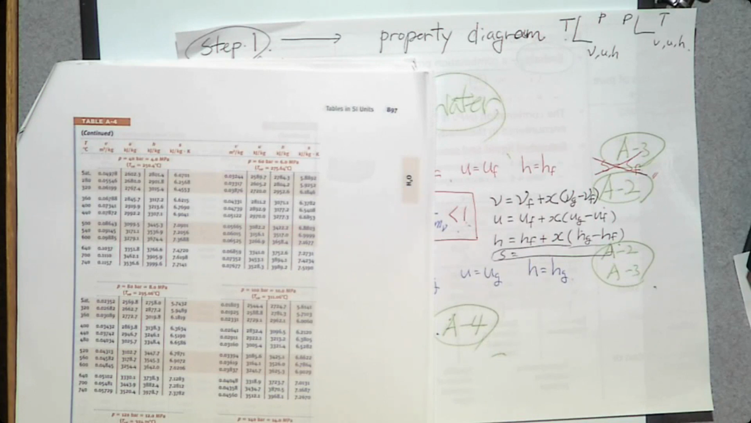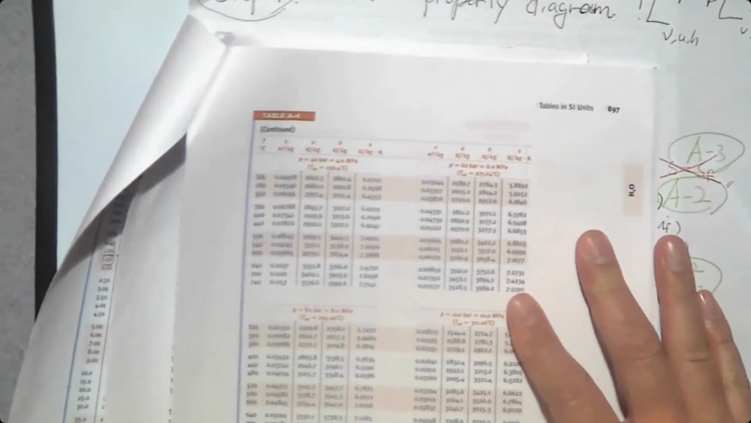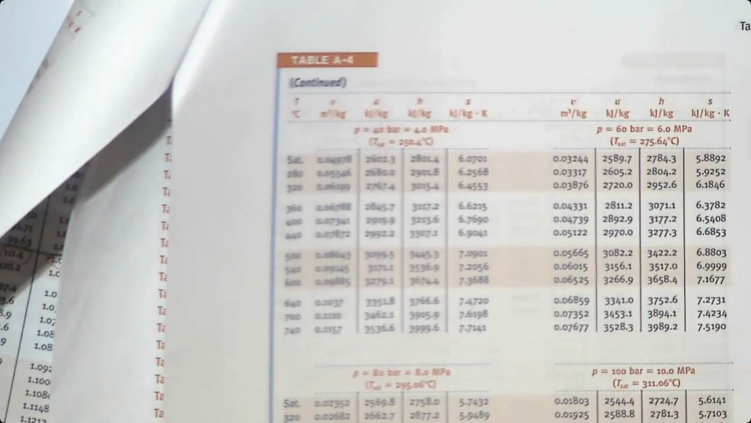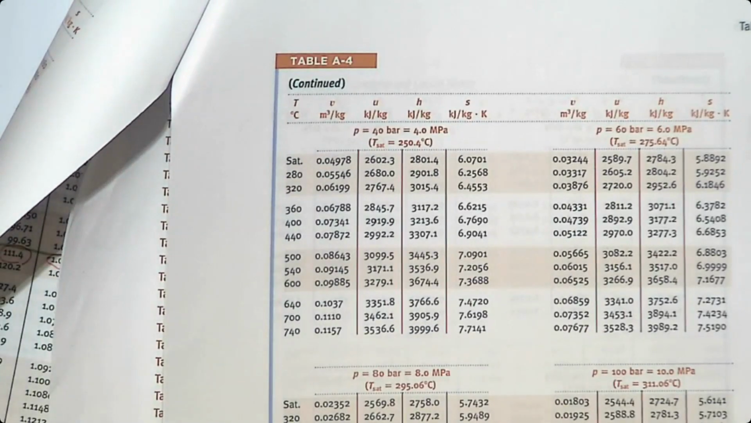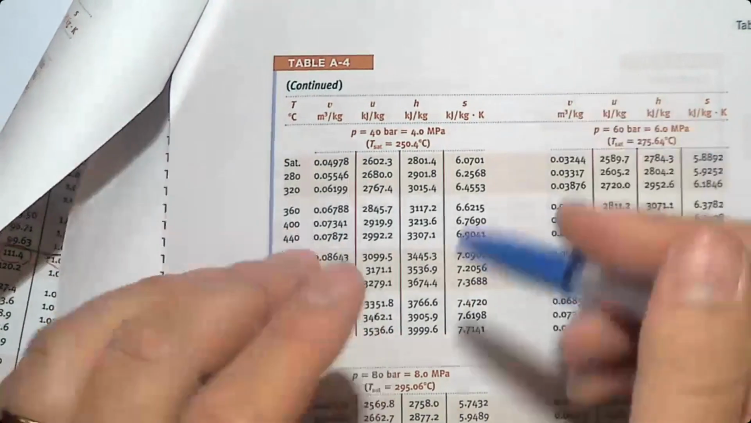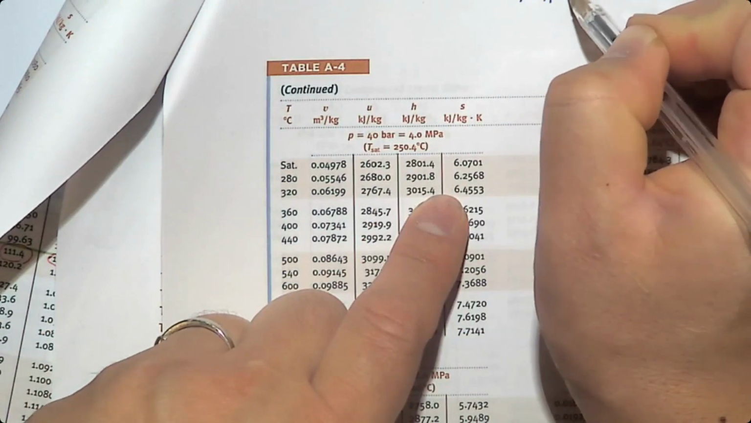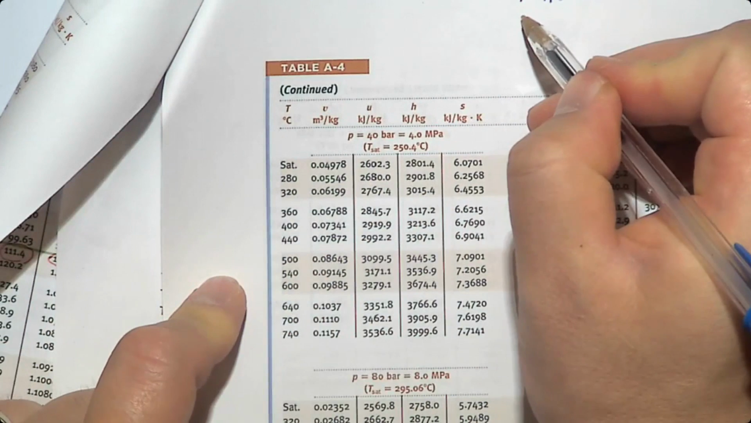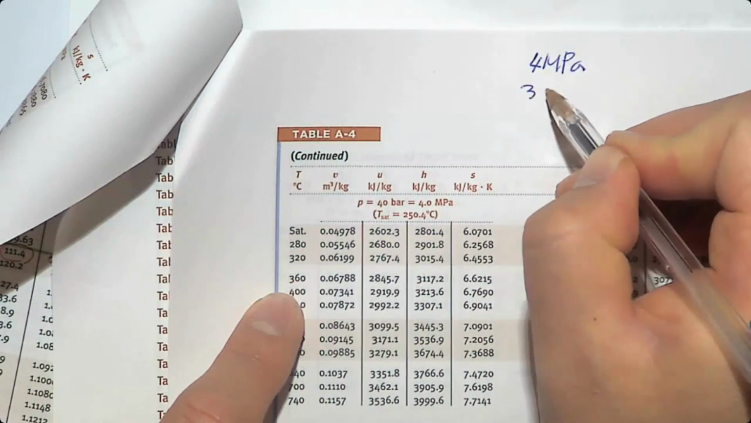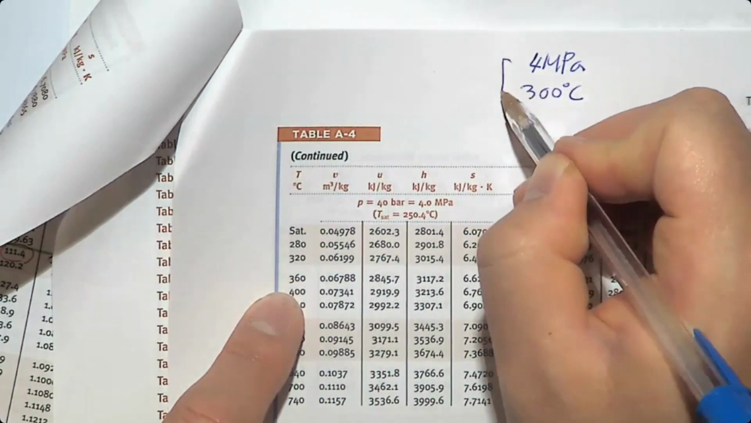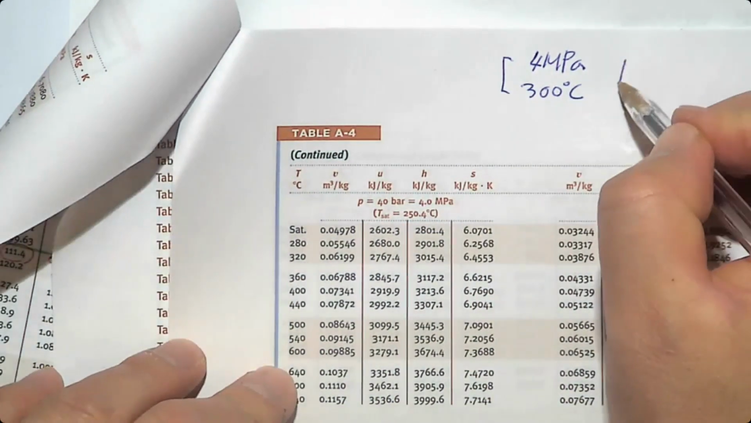But there's one problem here. So let's say that I have a water system whose pressure is 4 megapascal, no problem, and whose temperature is 280, 320, and 360. I'm going to select 300. Oh, that's a problem. Now you know what the problem is. And now I want to determine its H.